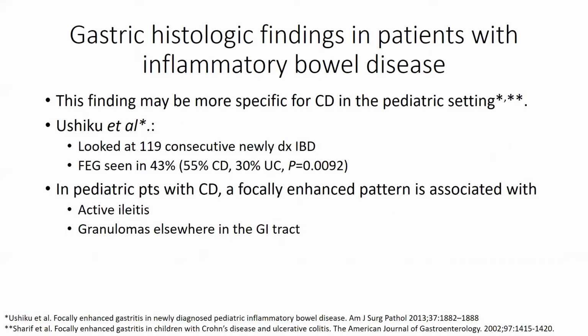Now, this focally enhanced pattern may be more specific for Crohn's disease in children. A paper by Ushiku and colleagues that looked at 119 consecutive newly diagnosed pediatric patients with IBD found that this focally enhanced gastritis pattern is seen in 43% of the patients with newly diagnosed IBD, 55% of those with Crohn's disease, and 30% of those with UC. Also, in pediatric patients with Crohn's disease, this focally enhanced pattern may be seen in association with active inflammation of the ileum and also granulomas elsewhere in the GI tract.